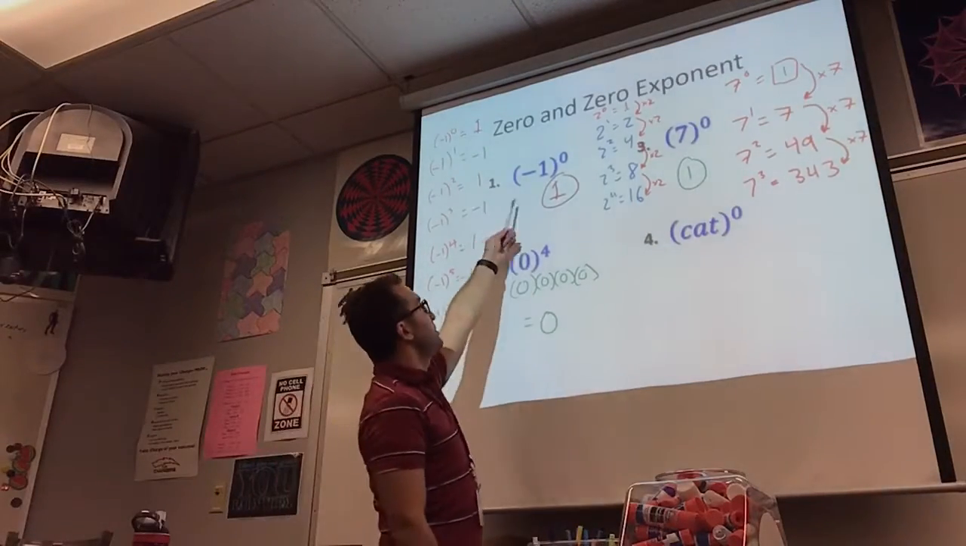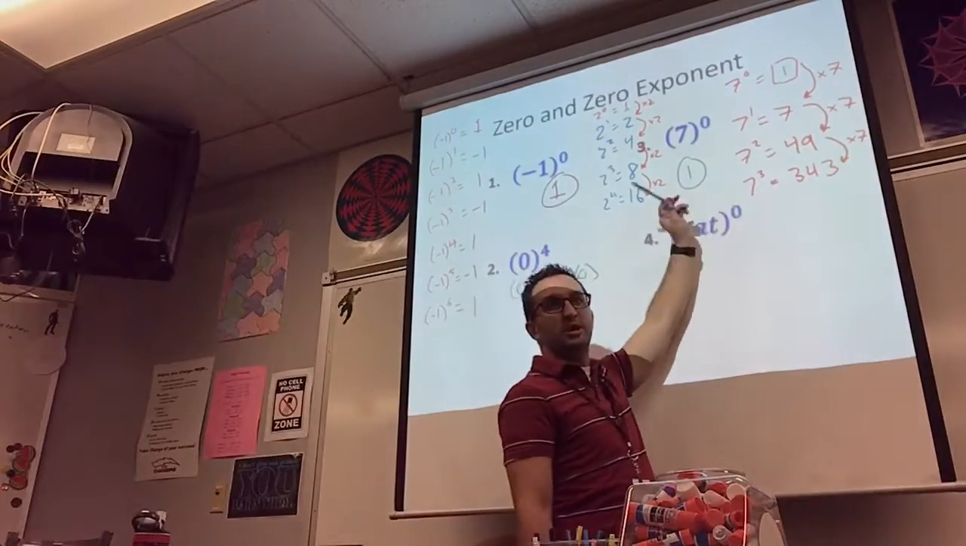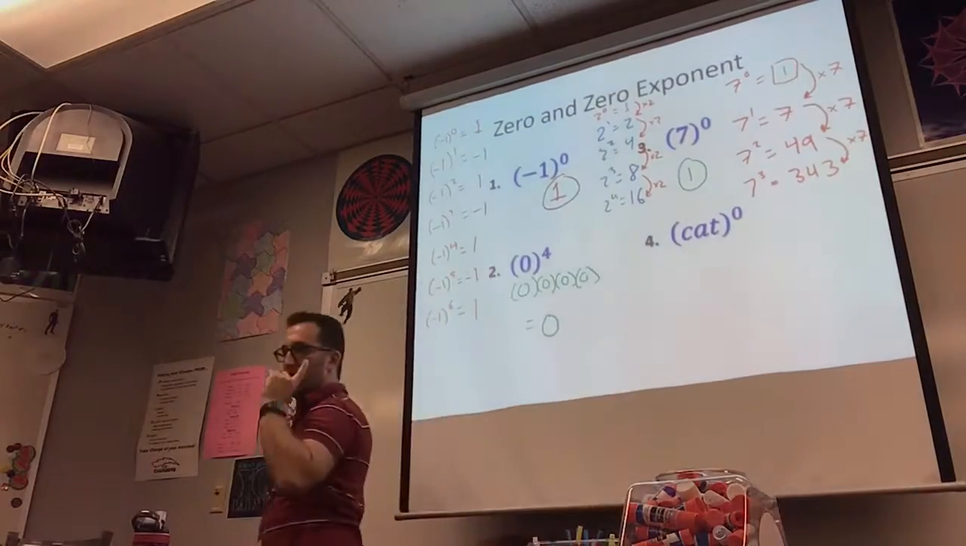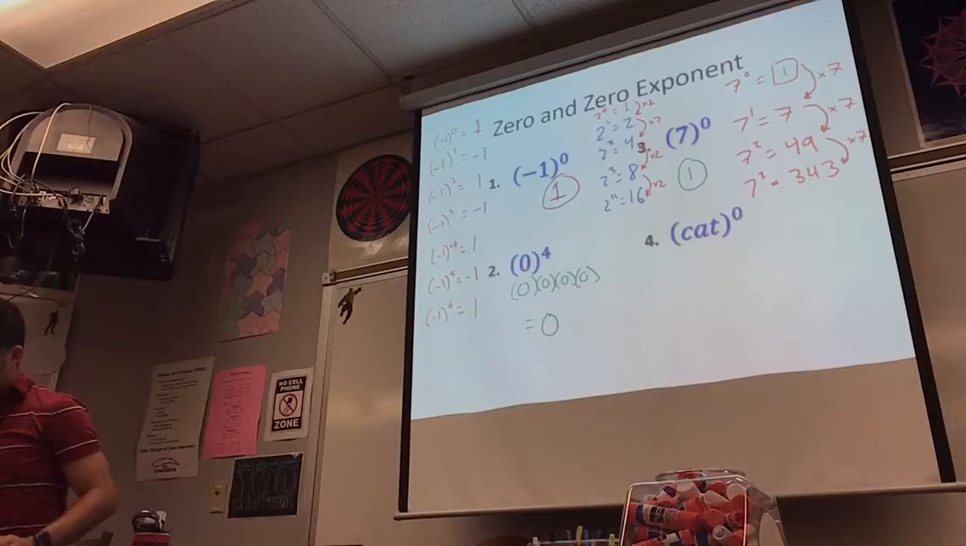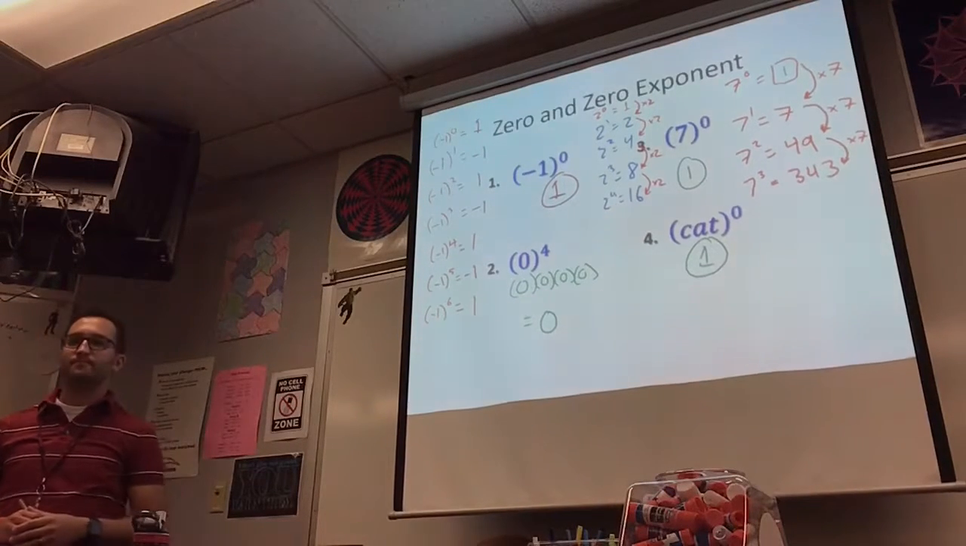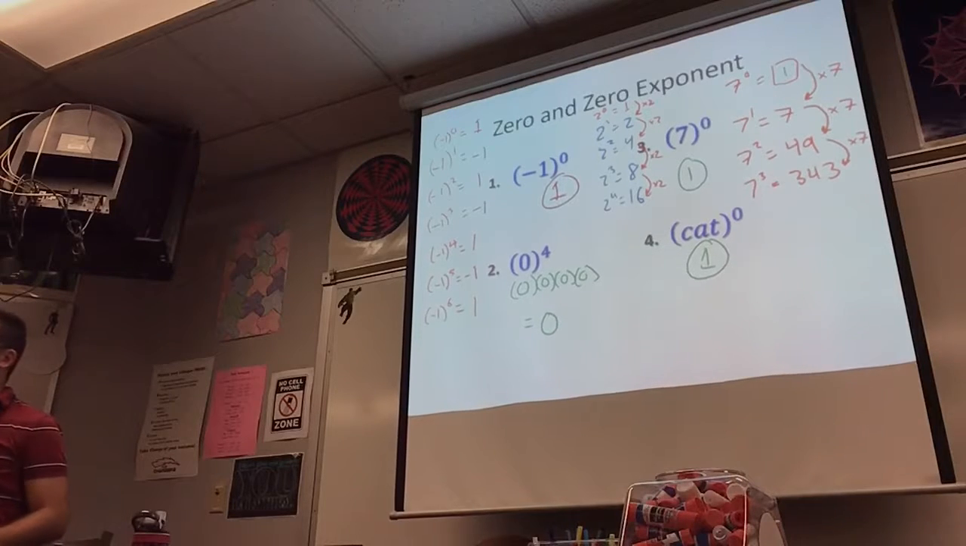No. -1 to the 0 is 1. 7 to the 0 is 1. 2 to the 0 is 1. Cat to the 0 is 1. It's 1. Follows the pattern, right?